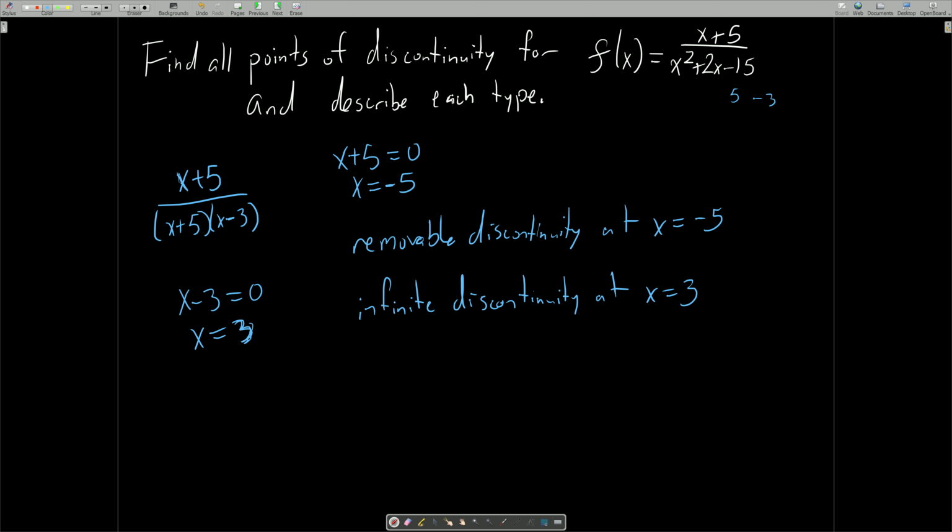Give me a chance to graph this real quick. The function looks something like this. At x equals negative 5, you're going to have a hole here. The function is actually not defined at this point. It's a hole. It's a removable discontinuity. And at x equals 3, you have a vertical asymptote. And that vertical asymptote is basically the same thing as an infinite discontinuity. So the function is not continuous at these two points, x equals negative 5 and x equals 3.